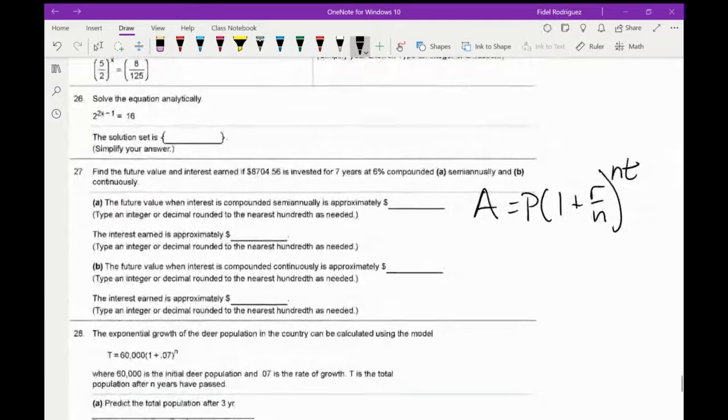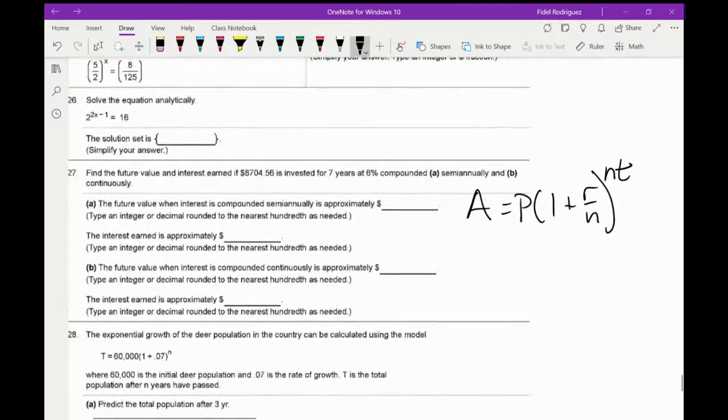So in doing a problem like 27, there are a couple of pieces of information we need to know. We need to know the P, the R, the N, and the T. P is the amount of money that we're investing, so that's going to be the 87. It gets annoying, guys, when this pen freezes up.